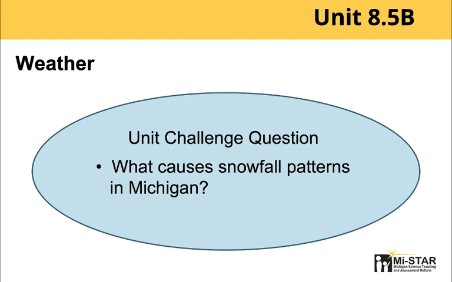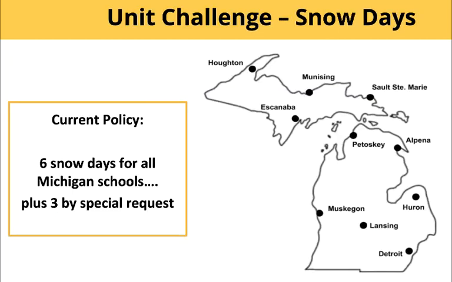In Unit 8.5b, students use experiments, modeling, research, and data analysis to discover the different ways that Michigan snowstorms are made. As presented in the unit challenge scenario, students must inform their district superintendents how to respond to a Lansing official's new snow day policy for Michigan schools. Individual school districts in Michigan have always been allowed to declare snow days for their schools. Currently, that is a maximum of 6 days per year and an additional 3 by special request.